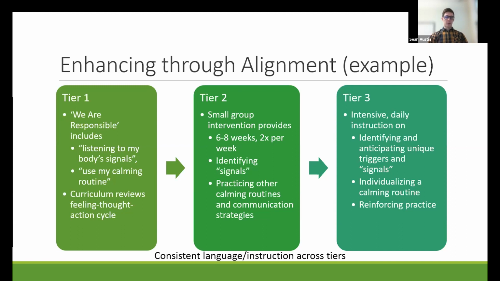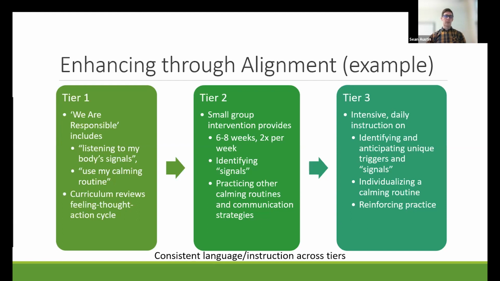And on the universal level, we have curriculum that will review this feeling, thought, action cycle. That's all in tier one. On tier two, we can use that same language, but still intensify the instruction. We know there are going to be students that don't need just one lesson every couple of weeks, but rather are going to need regular lessons throughout the week to practice identifying their signals, to use their calming routines, and be more actively and thoroughly coached through using them and communicating what strategies they're using with their teachers.